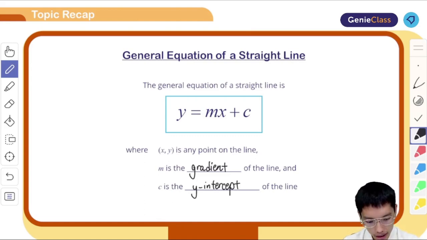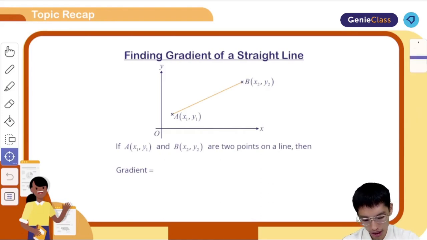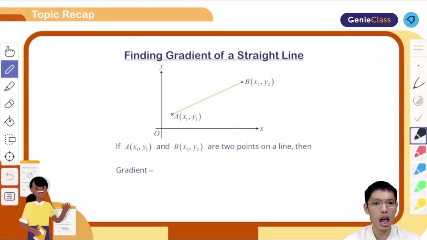Alright, next up, finding the gradient of a straight line. Does anybody want to shoot out the gradient formula for me? If I'm given 2 points like this, what is the gradient of my straight line? Okay, I have y2, y1, x2, x1. I understand it's a hassle to write, so I'll give a few more seconds for those who want to try.